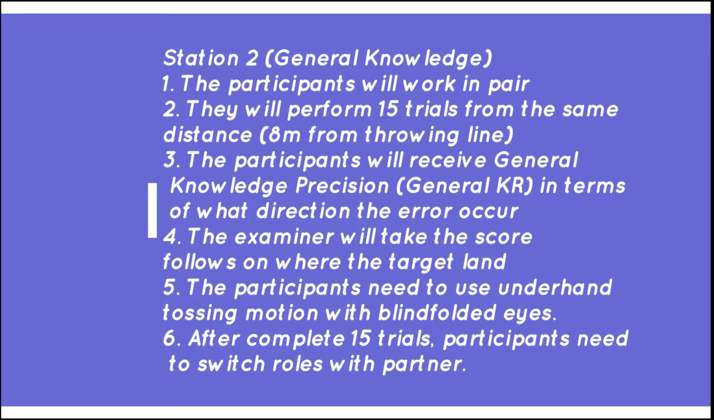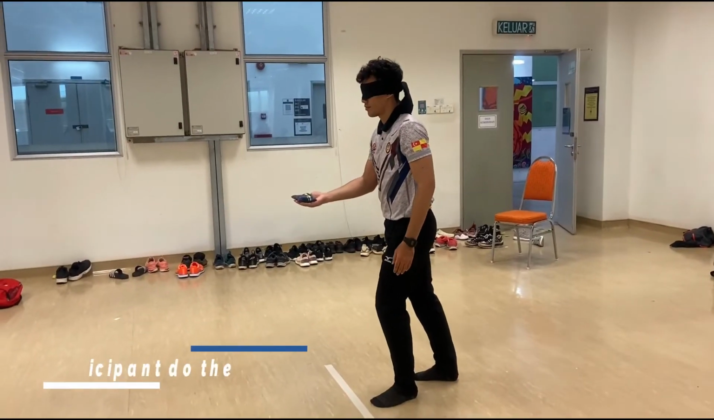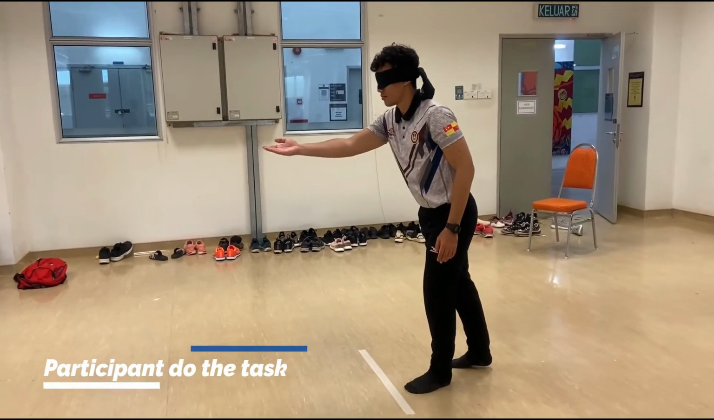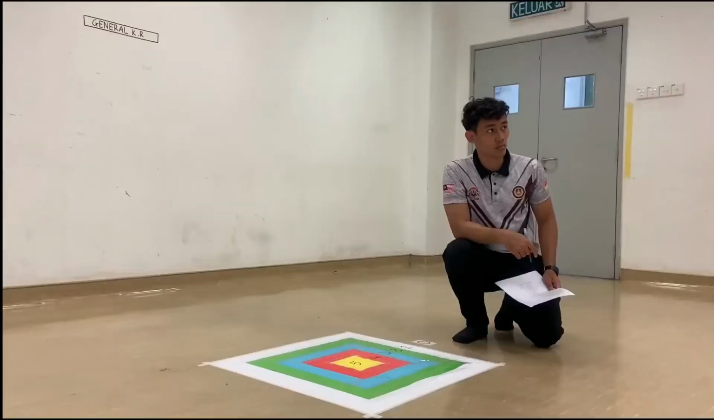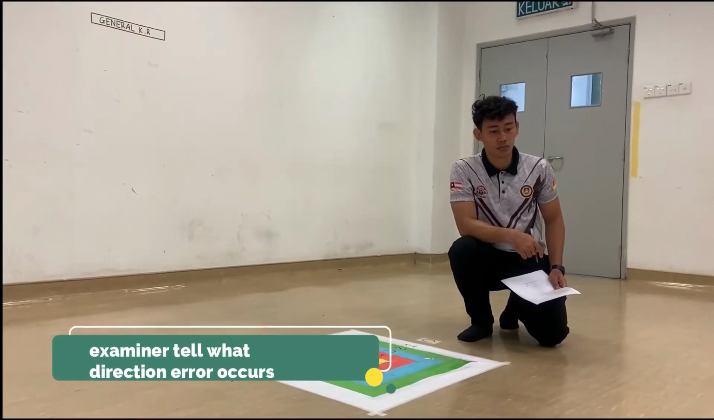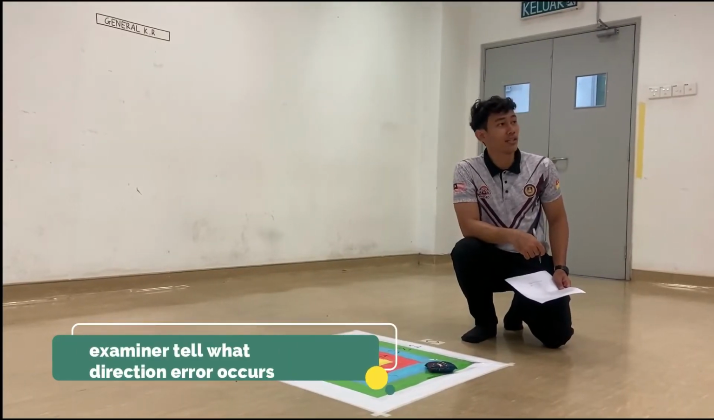The participant needs to use an underhand tossing motion with blindfolded eyes. After completing 15 trials, the participant needs to switch roles with the partner. So now, this is an example of the participant doing the task. Your beanbag will hit the target.